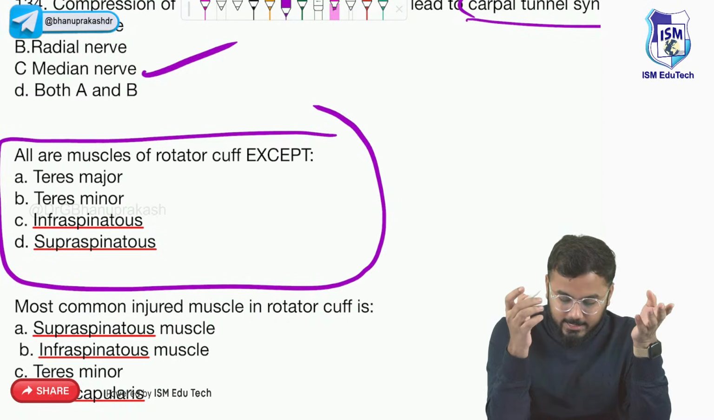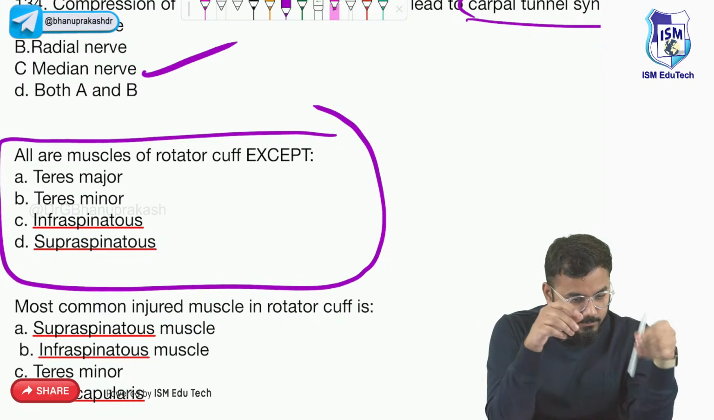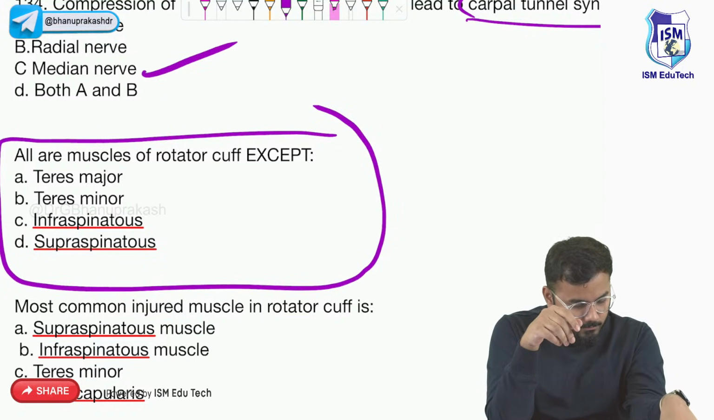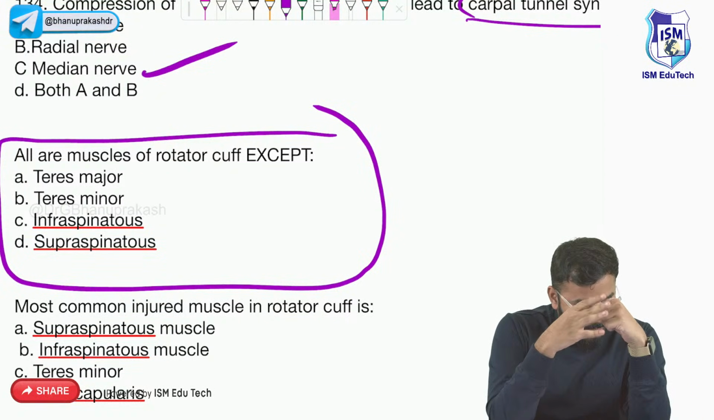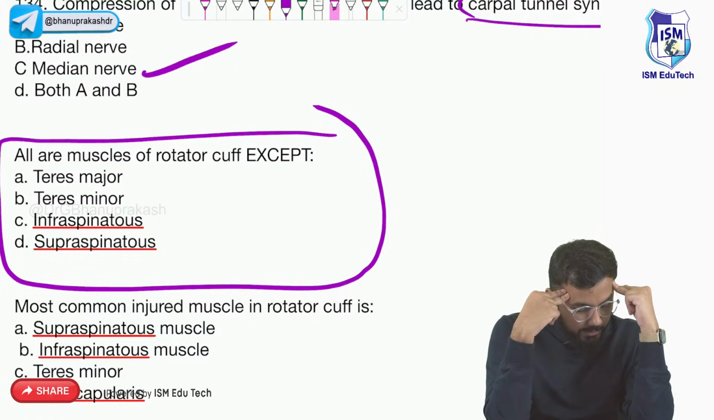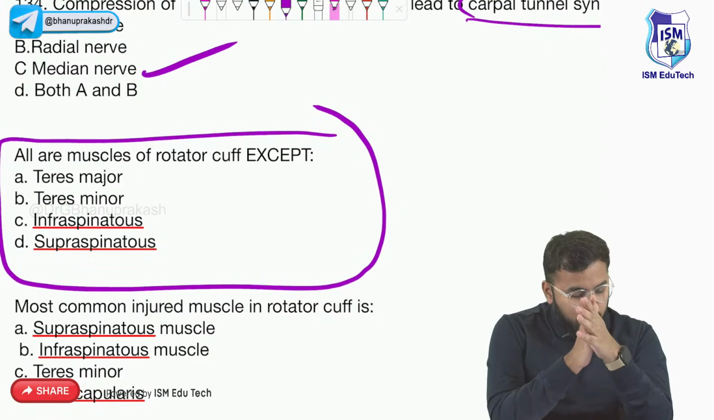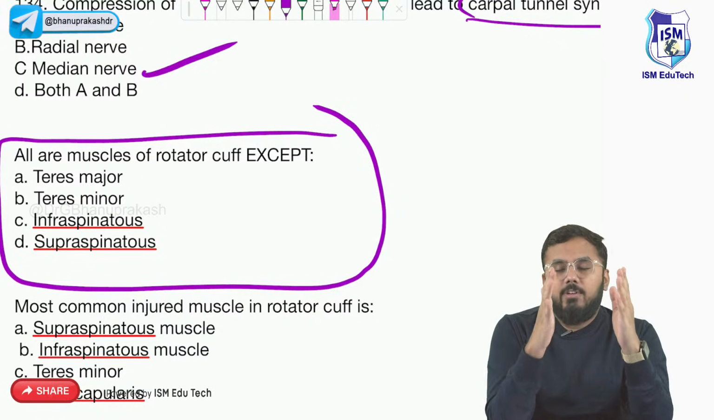Most common injured muscle in the rotator cuff? Anyone? Most common injured muscle? Very good, Rahul Yadav. Supraspinatus, right? Because it is present superficially like this, supraspinatus, right? So, very, very good, guys.